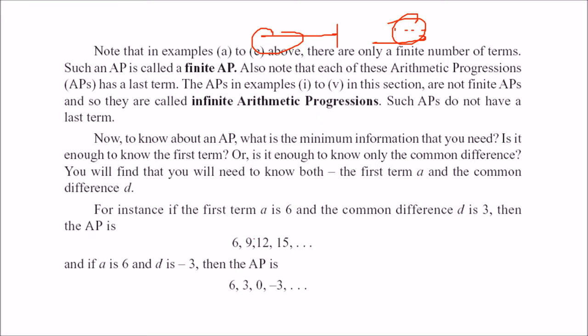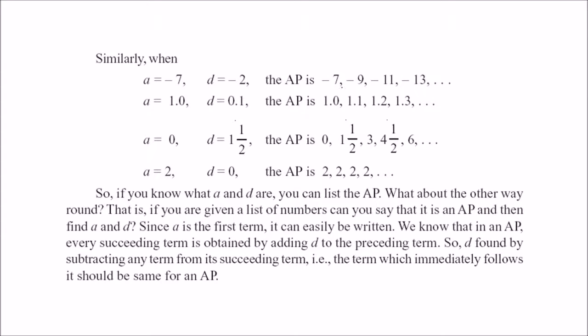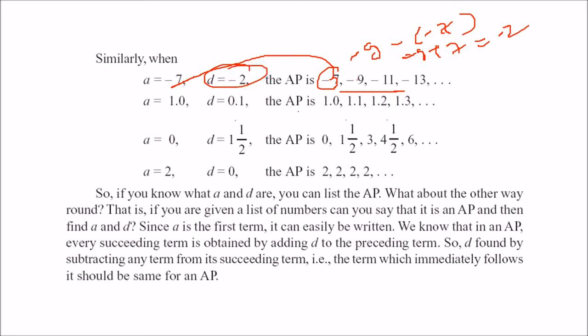Now the first term will be represented by A. This will be the first term. The common difference, 9 minus 6, which in this case is 3, is the common difference. So A is 6 here, D is 3. A and D are very important because we are going to use them in the problems. So in this case, A is minus 7, D is what? Minus 9 minus of minus 7. So minus 9 plus 7, that will give you minus 2. So minus 2 is the common difference. All these have A and D.